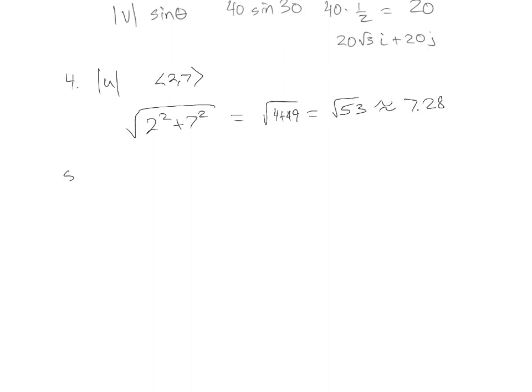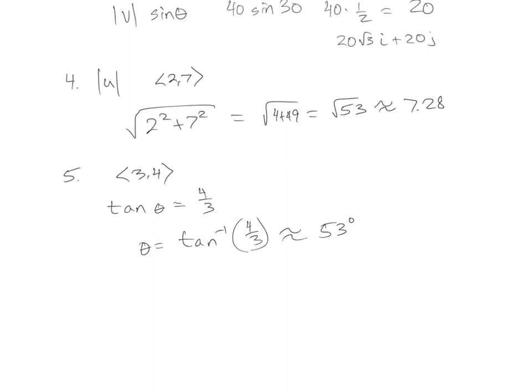All right, number 5. Find the direction in degrees of the vector <3, 4>. Well, direction is your degrees, so that's y over x. Tangent of theta would be 4 over 3. So theta is the arctangent of 4/3, which gives us 53 degrees.